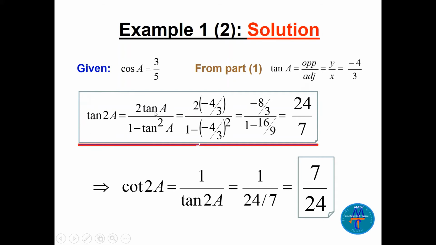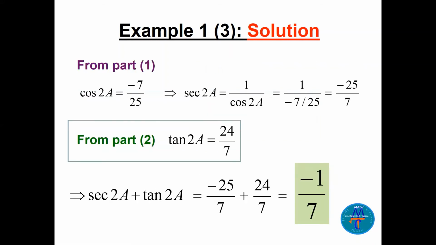Just put that in the formula here. 2 times that, over 1 minus the same number, minus 4 over 3 squared. So multiply here, minus 8 over 3. Square this one, 16 over 9. Simplify these fractions, please try it. You will get 24 over 7. So cotan of 2a is the reciprocal of that, 1 over tan 2a. Don't forget to do that. 1 over that, so cotan of 2a is 7 over 24.